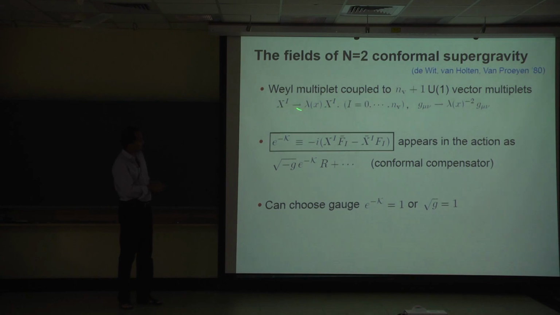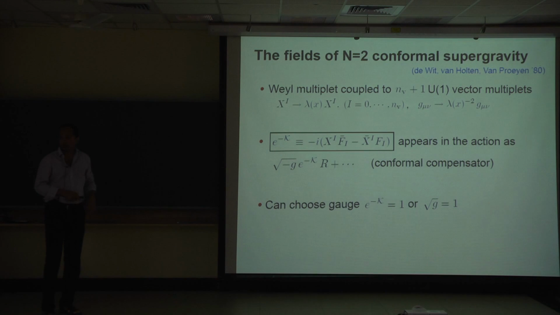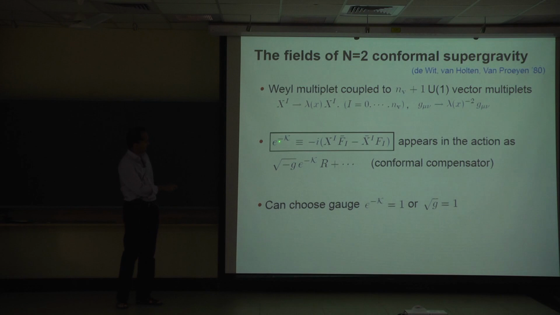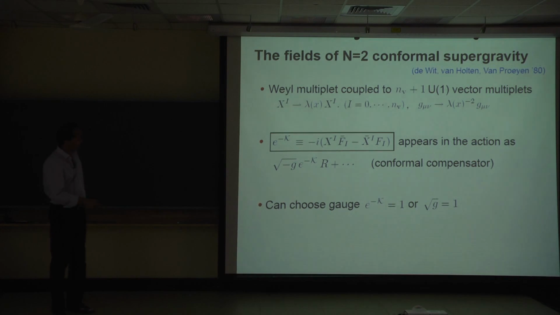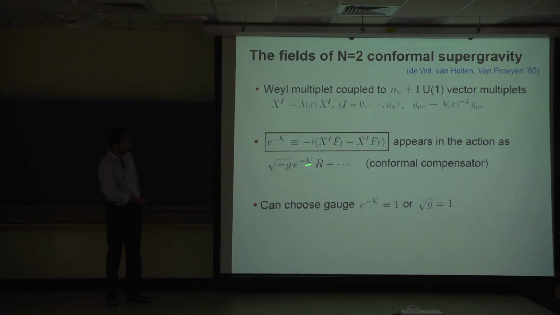And here is how the conformal symmetry acts. Each of the scalar fields of the vector multiplets scale like so, and the metric scales like so. And then you have one extra field, and you have to put some gauge conditions. Okay, so one field which is important is the following. It's called e to the minus K. Sometimes K is called the generalized scalar potential, which is written in terms of the scalar field X^I and F_I. So F is the holomorphic prepotential of N equal to 2 supergravity, and F_I is the derivative of F with respect to X^I. Okay. So this field appears in the action as such.